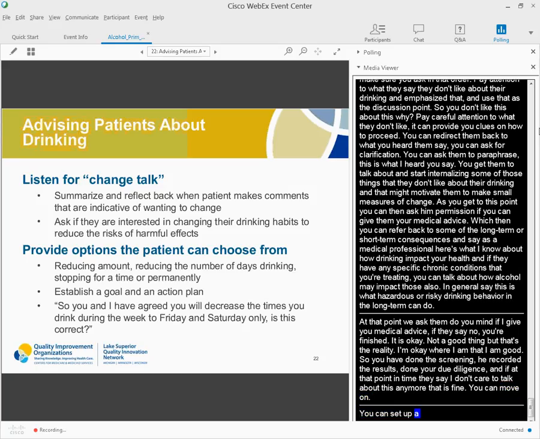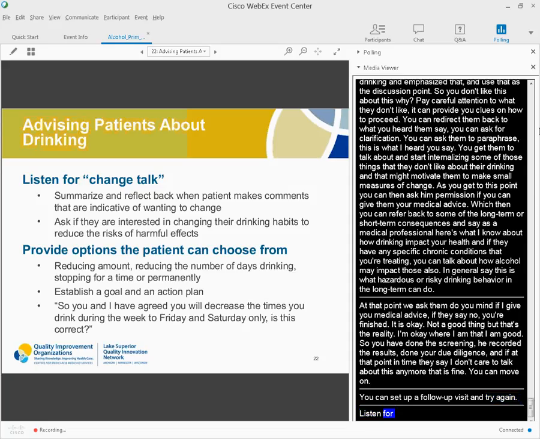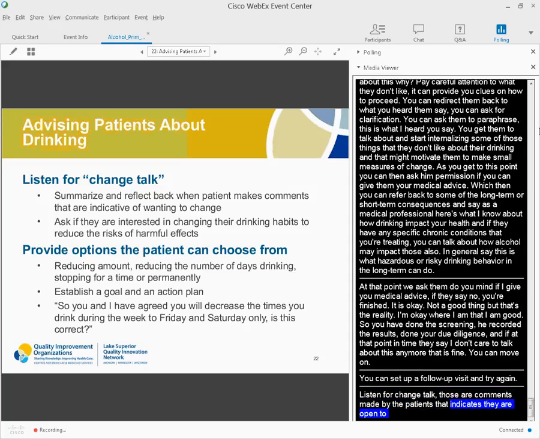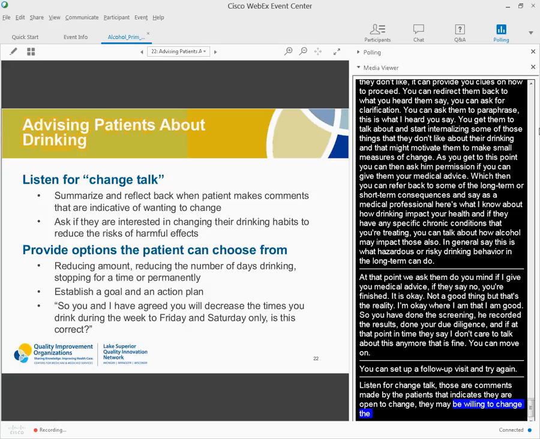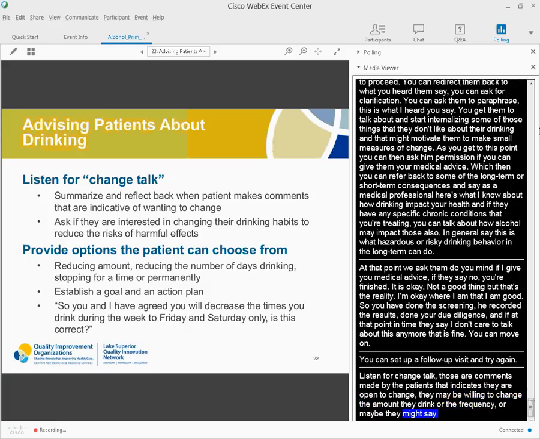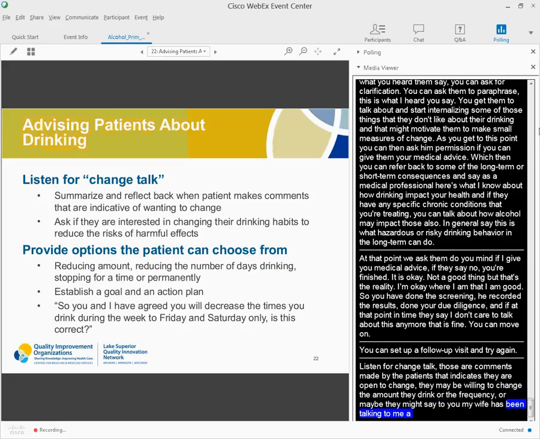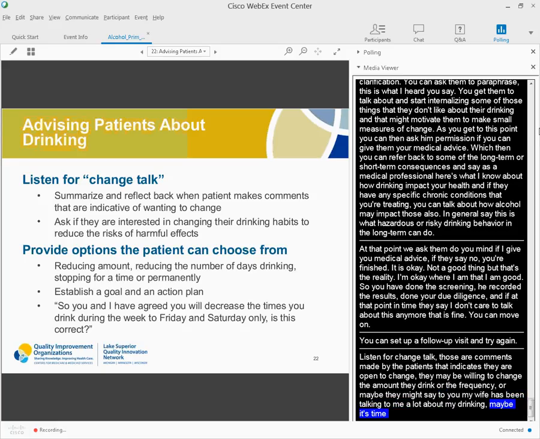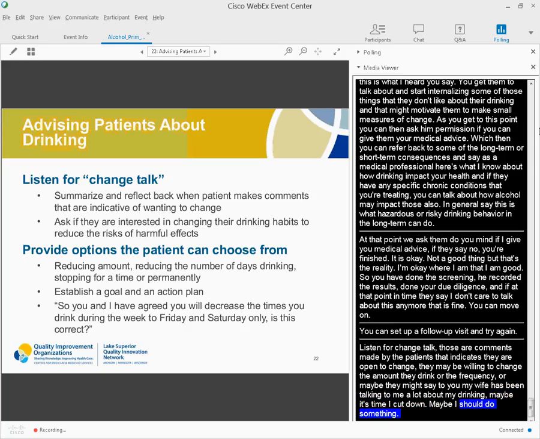Listen for change talk. Change talk is comments made by the patient that indicate he or she is open to changing. They may be willing to change the amount they drink or the frequency of drinking. Or maybe they might say to you, my wife's been talking to me a lot about my drinking, or my husband's been saying I drink a little too much. Maybe it's time I cut down. Maybe it's time I do something about that. Maybe it's time I stop drinking. It's okay if they bring up the concept of abstinence.